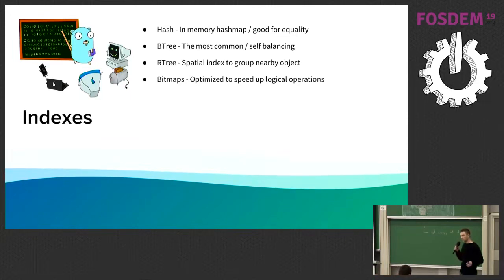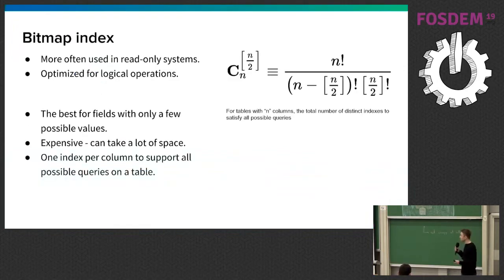R-trees are not super popular. They are more for indexing multi-dimensional objects, so they are good when you try to group nearby objects. They are also self-balanced trees. And bitmaps. Bitmaps are very good to optimize logical operations. And this is what we chose for Gitbase.